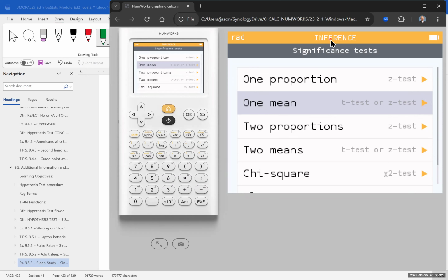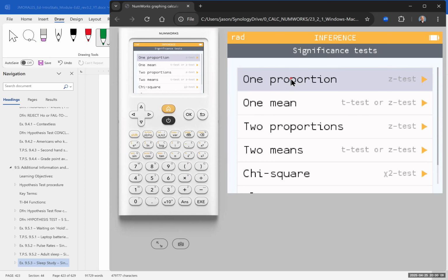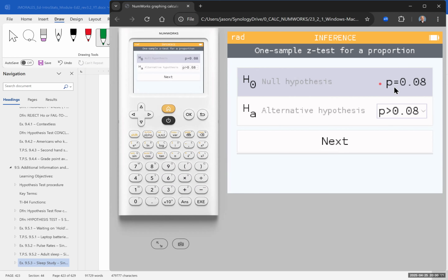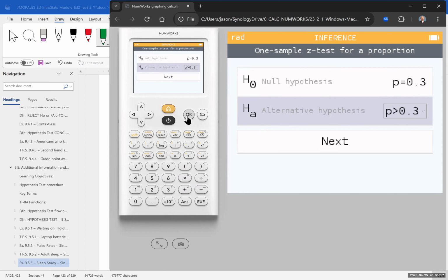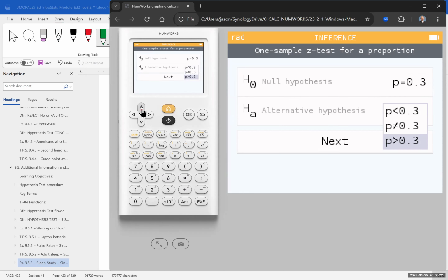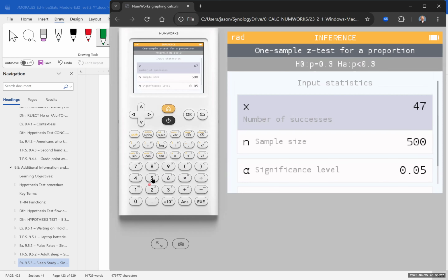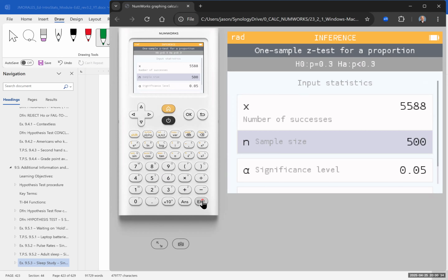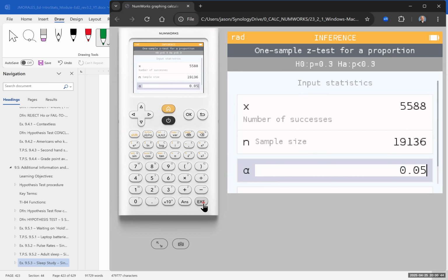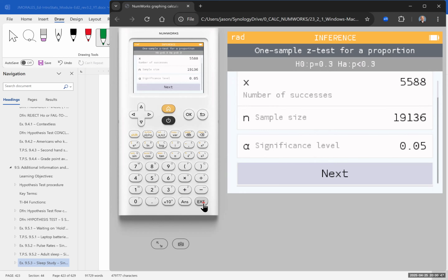So now we're doing a test, but it's not a single mean test. It's a one proportion test. Our proportion here is 0.3, and our alternate hypothesis is less than. So we'll hit next. The number of successes was 5,588 and a sample size of, let's see, what was it, 19,136? Significance level of 5%.